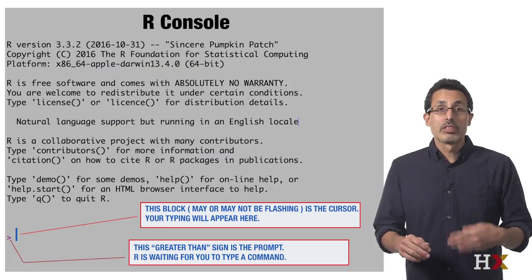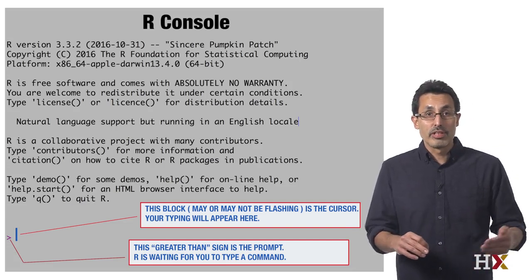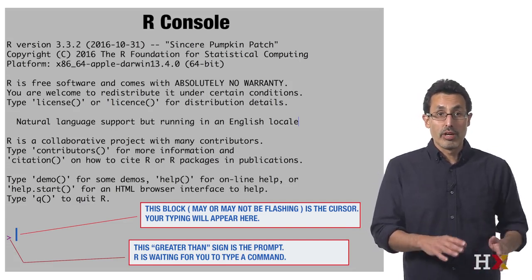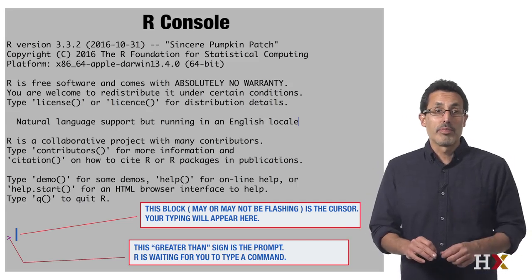The console looks something like this. You can see that you have some information about R, which version it is, etc. And then towards the bottom, you see a greater than sign and a cursor. That is where you type your commands. When you type an expression into the console and hit return, the expression is evaluated.